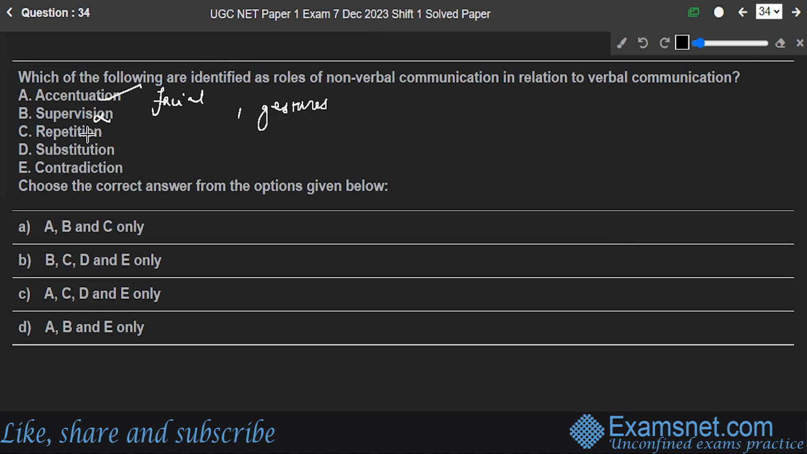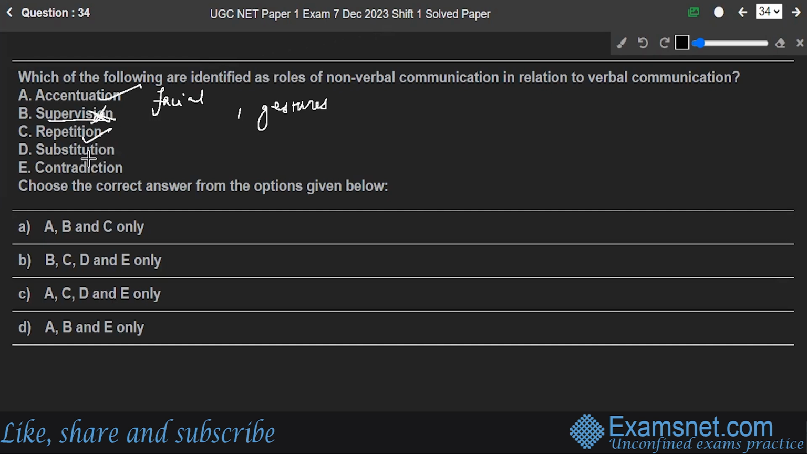Sorry, the supervision, this is the right one. Repetition is the right one, and the supervision, the second one. Supervision, no, this is supervision. This isn't typically a recognized role of non-verbal communication in relation to verbal communication. So supervision is incorrect. Repetition is the correct one.